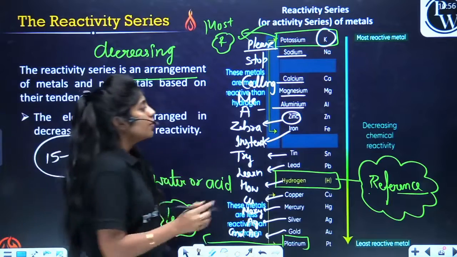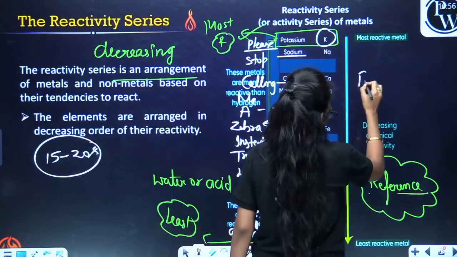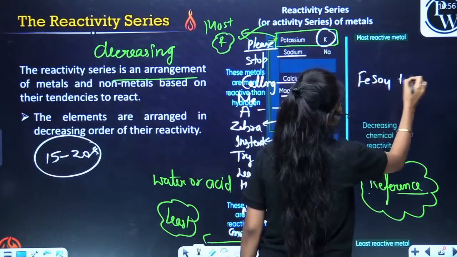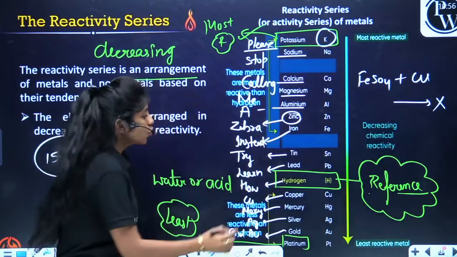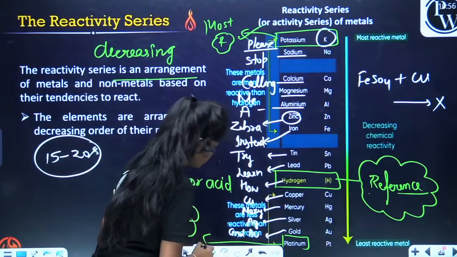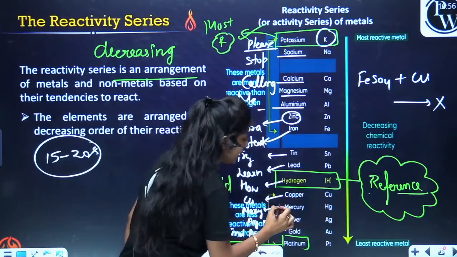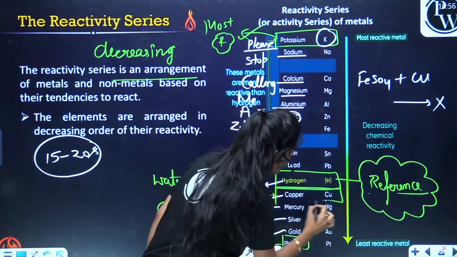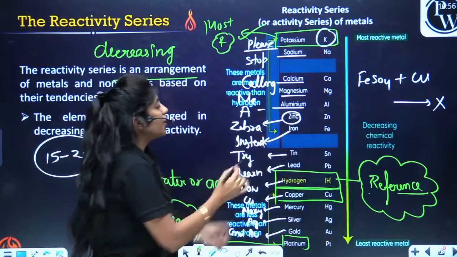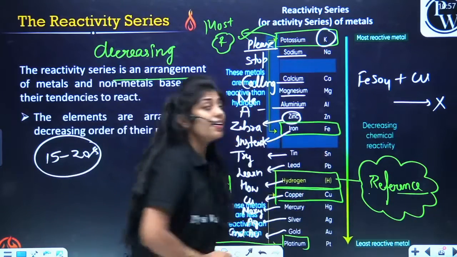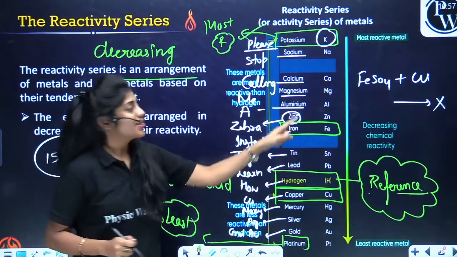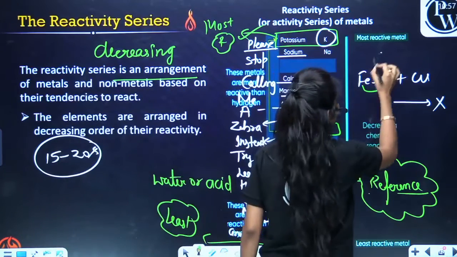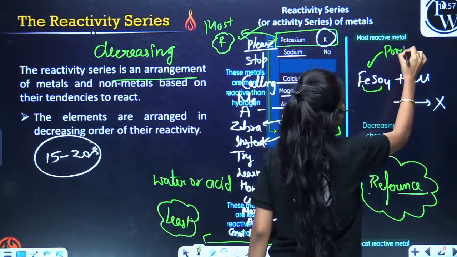will be solved. So right now we have discussed FeSO4 plus copper, and I said there will be no reaction. Why? Check this. Copper is placed here. My dear students, see, copper is placed here, and when you compare, iron is placed above copper. So which one is more powerful, stronger? Iron. So the spectator ion will be with the powerful one.